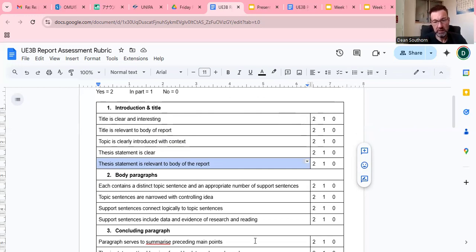So stay focused. It's only 800 words. There's no need to go on lots of different tangents. Stay focused on your topic.